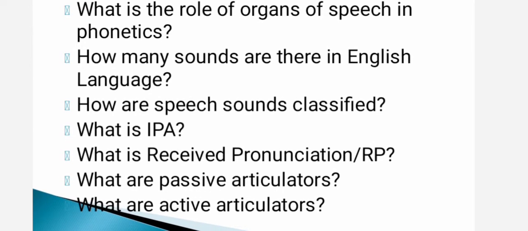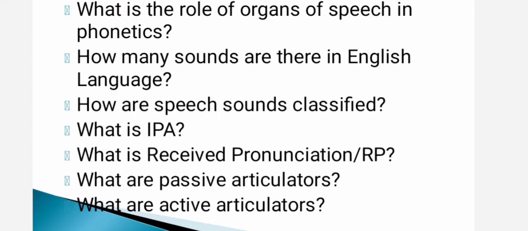What are passive articulators? Passive articulators are the articulators that remain stationary and stable in the production of speech sounds. They do not move. They are the upper teeth, the roof of the mouth, and the rear wall.